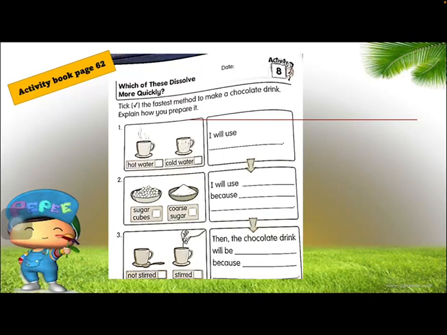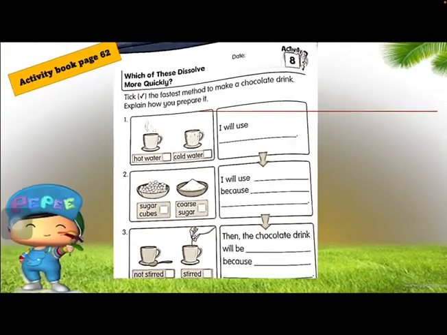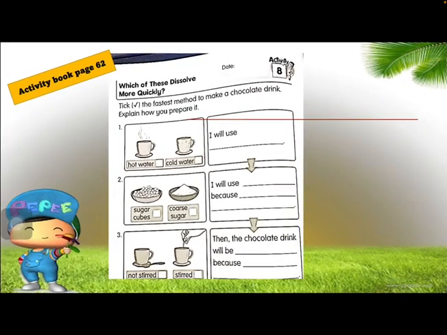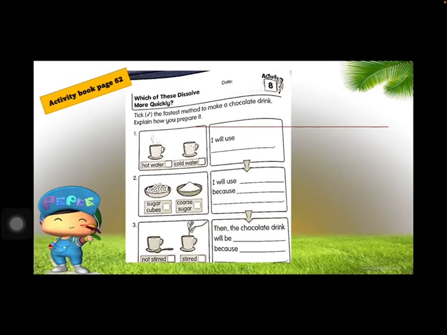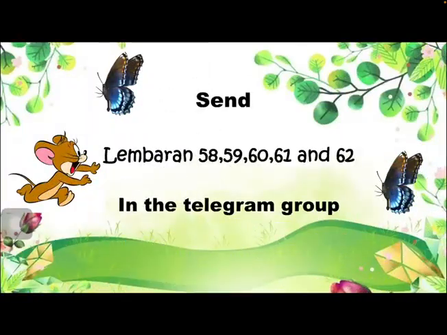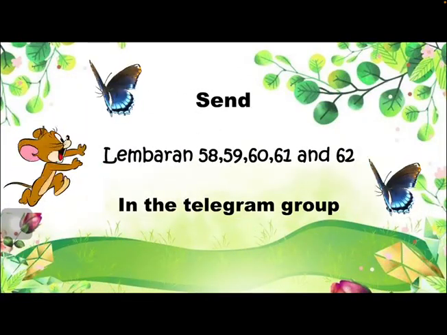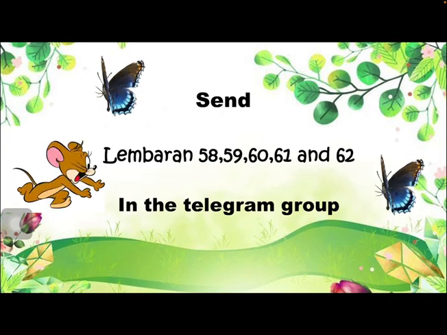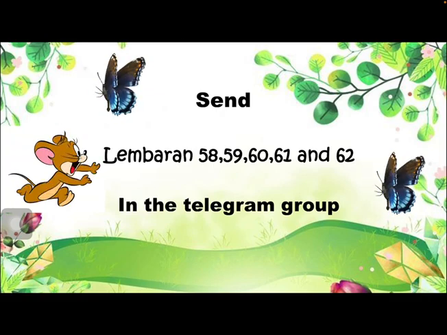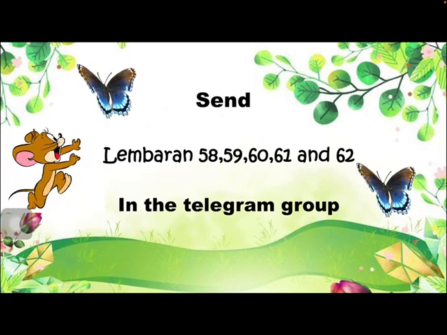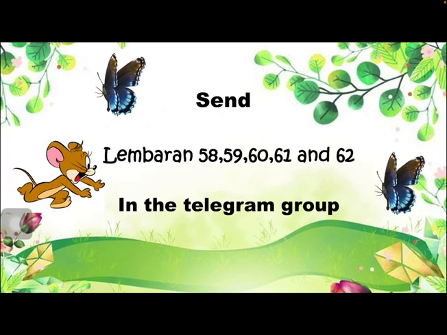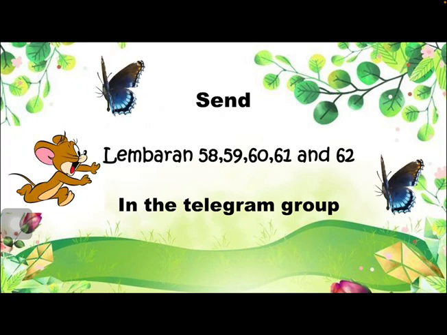This one, tick the fastest method to make a chocolate drink. Explain how you prepare it. So you tick and what you use. The first one, you use hot water or cold water. You write here. This one, the checklist. You do the activity in your activity book, page 58, 59, 60, 61, and 62. After you finish, send your exercise in the Telegram group.